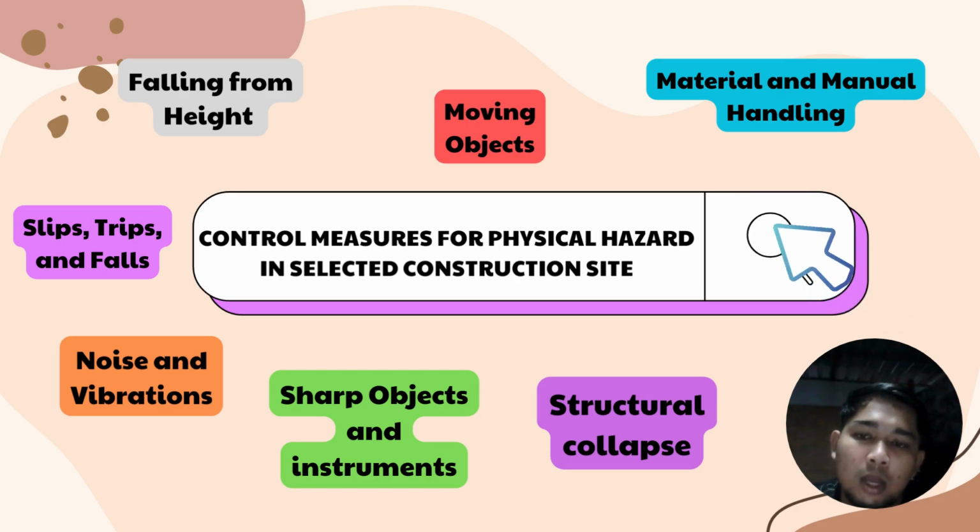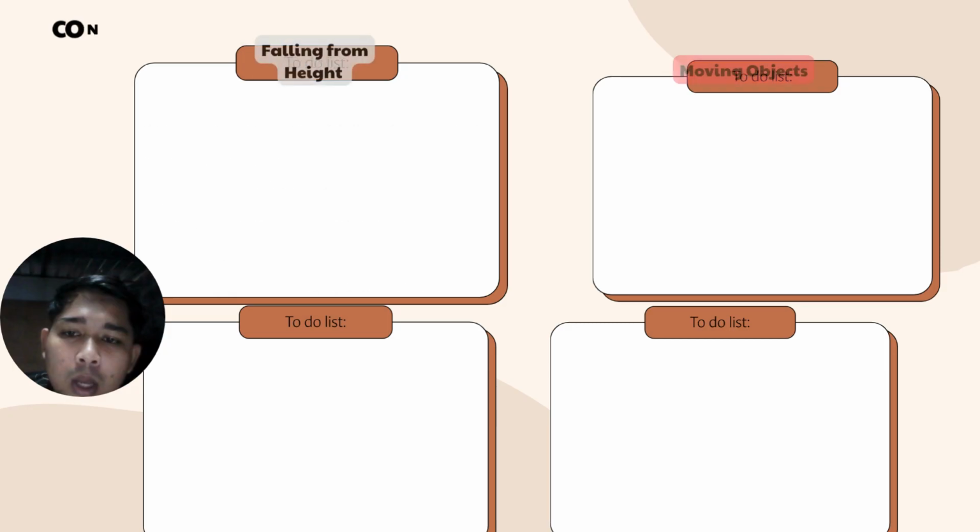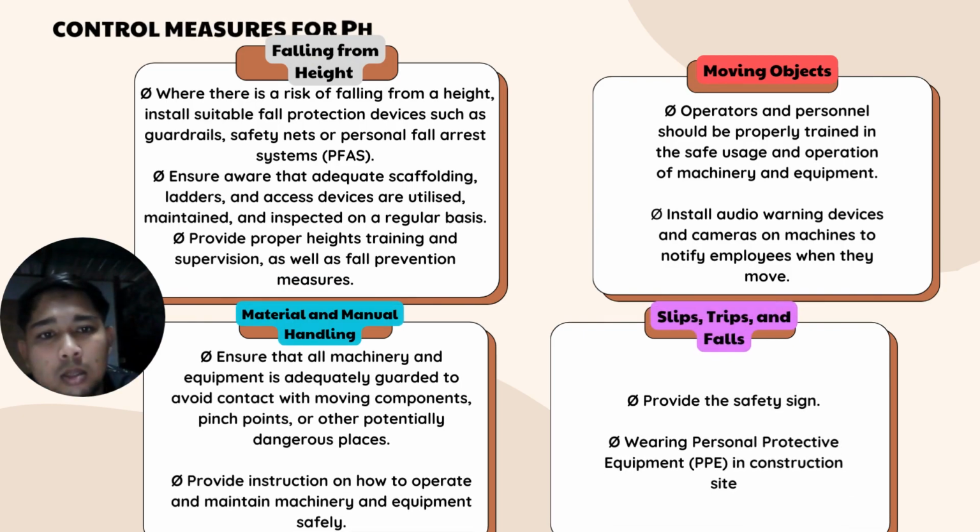First, falling from height, moving objects, material and manual handling, structural collapse, sharp objects and instruments, and noise and vibrations. And lastly is slips, trips and falls. I will continue with control measures for physical hazards in selected construction sites. First, for falling from height.